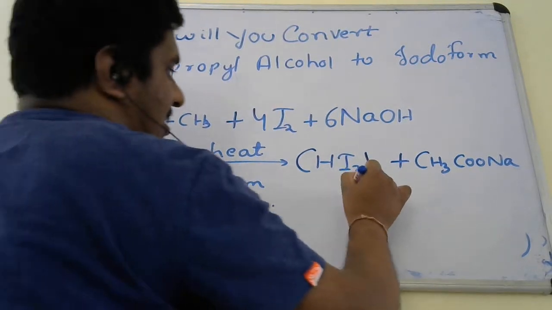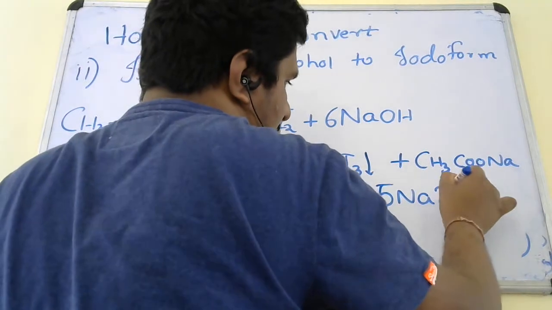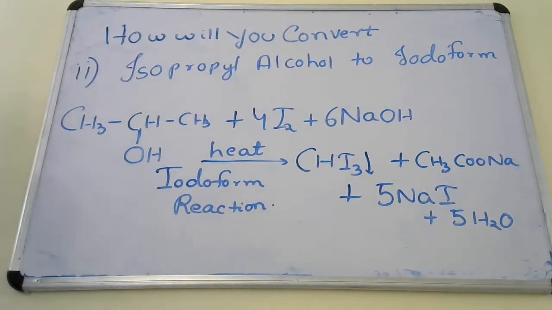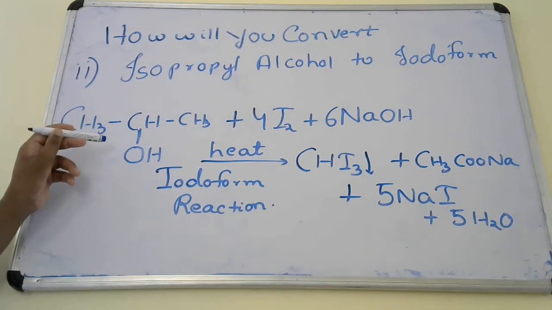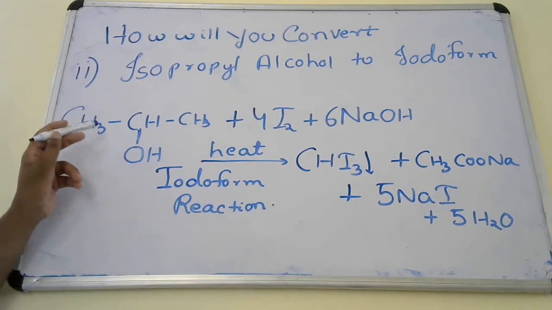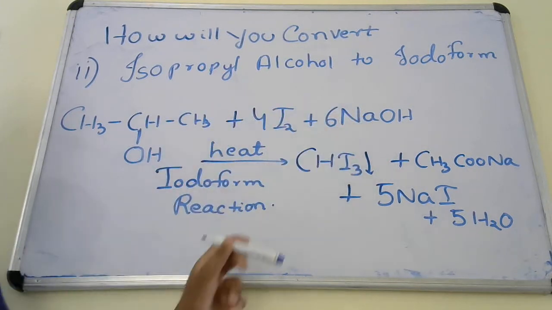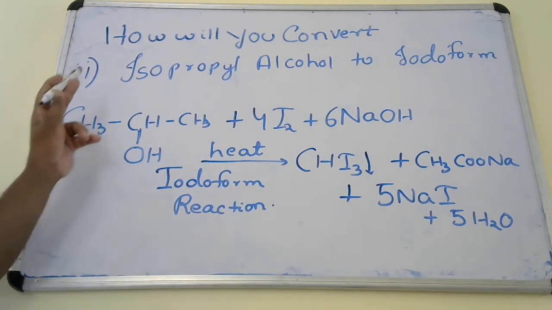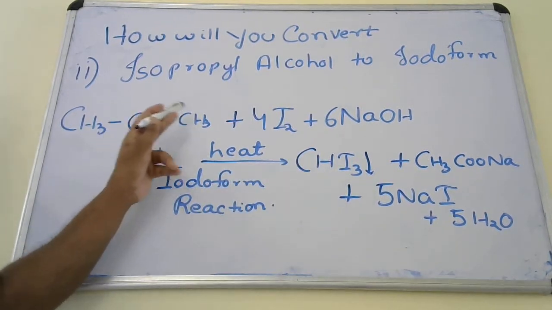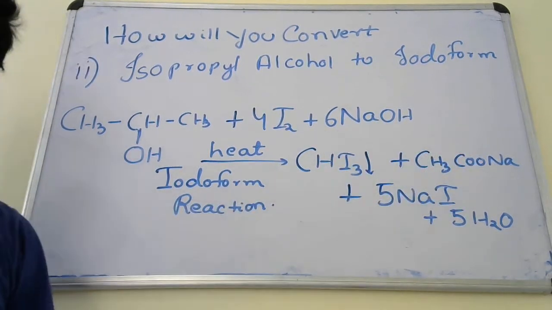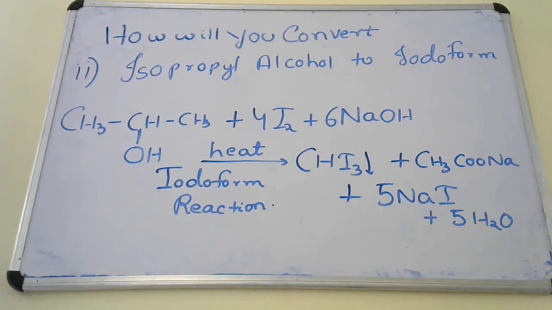Now finally, the last 2 products, which are not so important. Out of the 3 carbons of the alcohol, when you treat isopropyl alcohol with iodine and NaOH and heat, one carbon is converted into iodoform and the rest 2 carbons are converted into the sodium salt of a carboxylic acid. Finally you get sodium iodide and H2O. So this is your iodoform reaction.